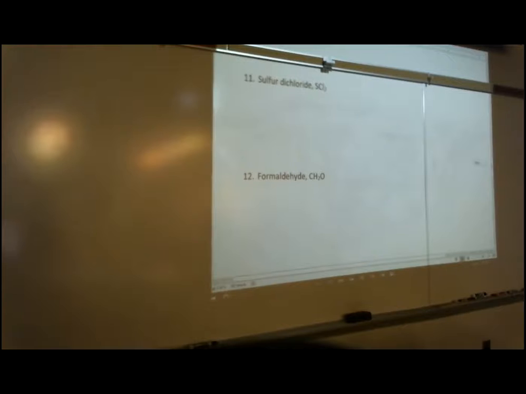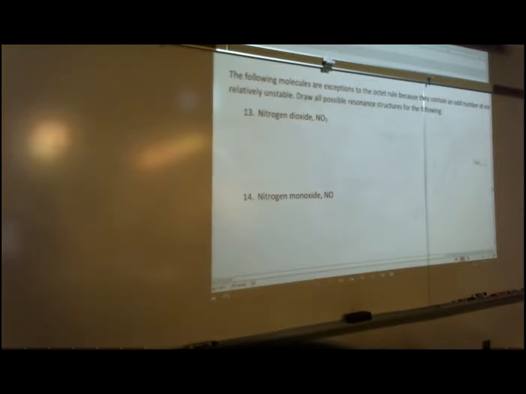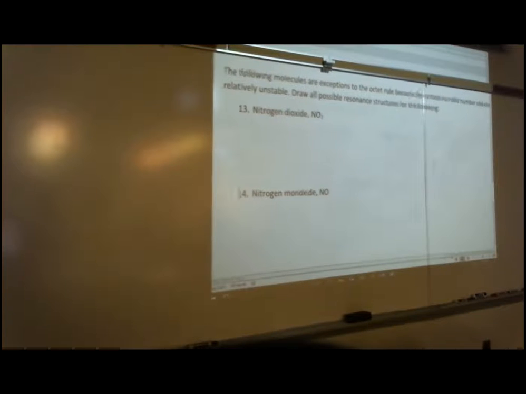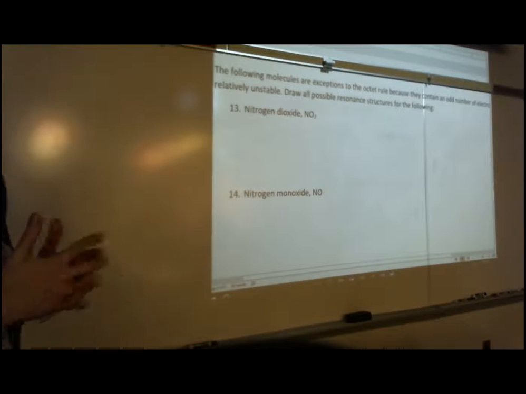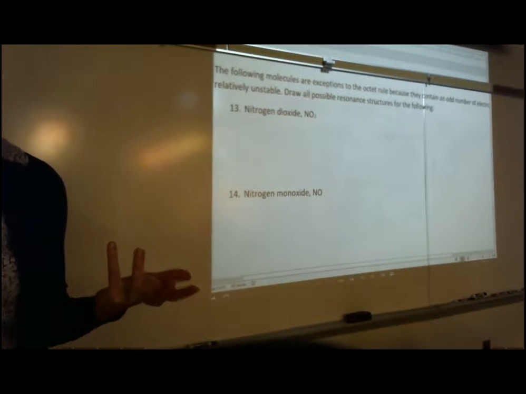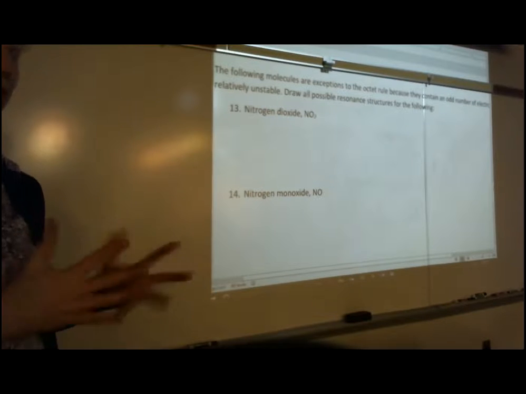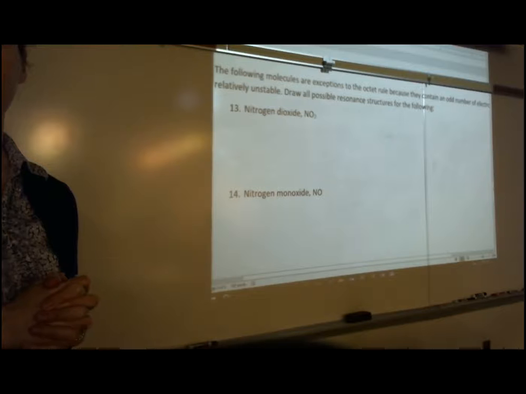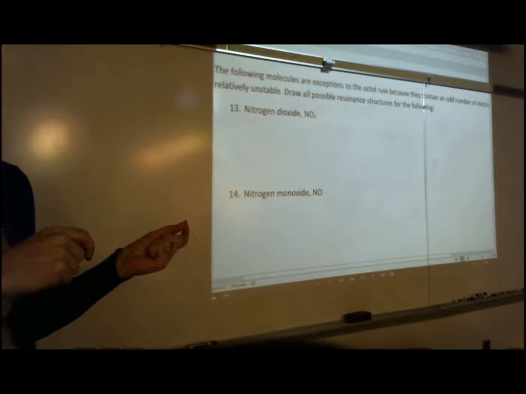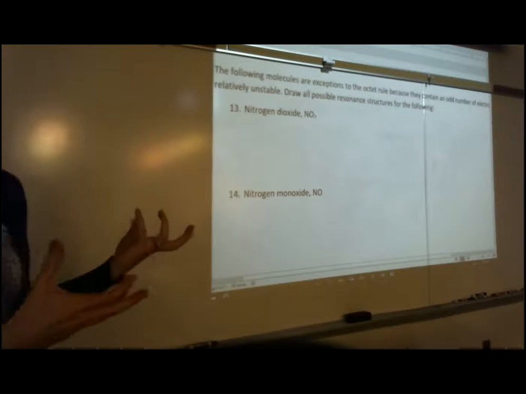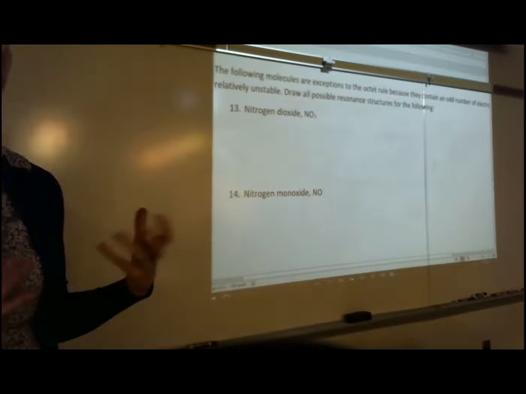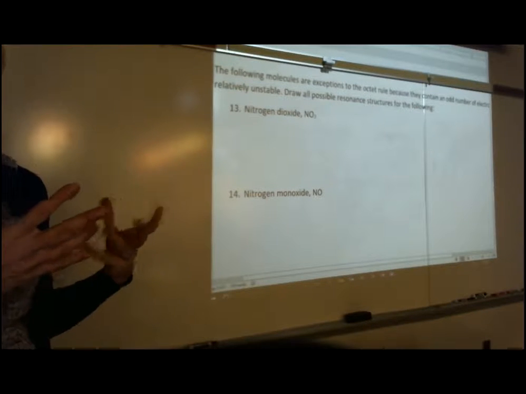The last two we have are exceptions to the octet rule, where you have an odd number of electrons. So if you've noticed by now, the majority of the Lewis structures we come across have even numbers of electrons, right? Because electrons are coming in pairs. But there are times where you have an odd number. My piece of advice is that if you come up with an odd number, go back and double check your adding and make sure you didn't just add something incorrectly, because odd numbers of electrons are unstable and they're relatively rare, right? They're not things that you're just going to have for long periods of time.